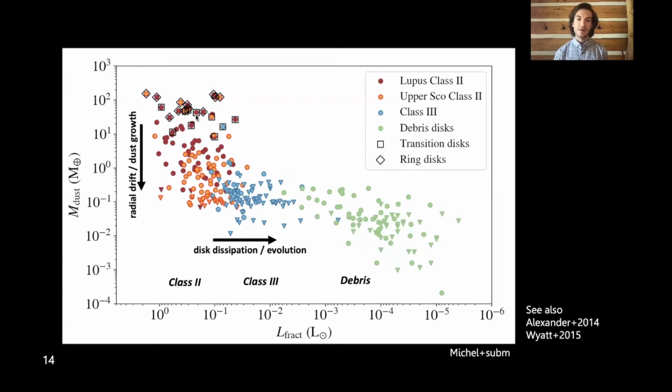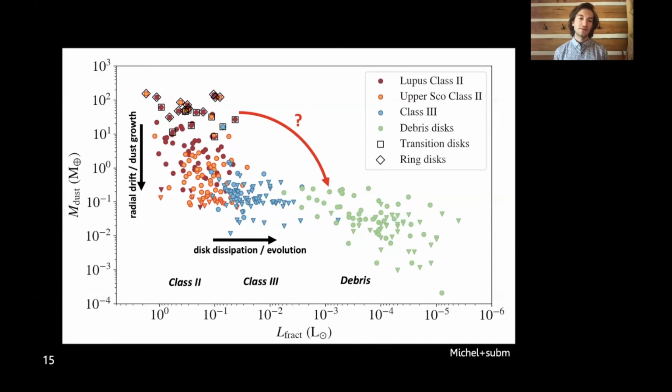And at the same time, we can see that the sharp transition between the class 2 and class 3 phase occurs really when the micron-sized dust becomes optically thin and further evolves. So looking at these two different populations of radial drift and structured disks, we can then hypothesize which ones can be the progenitors to debris disks.